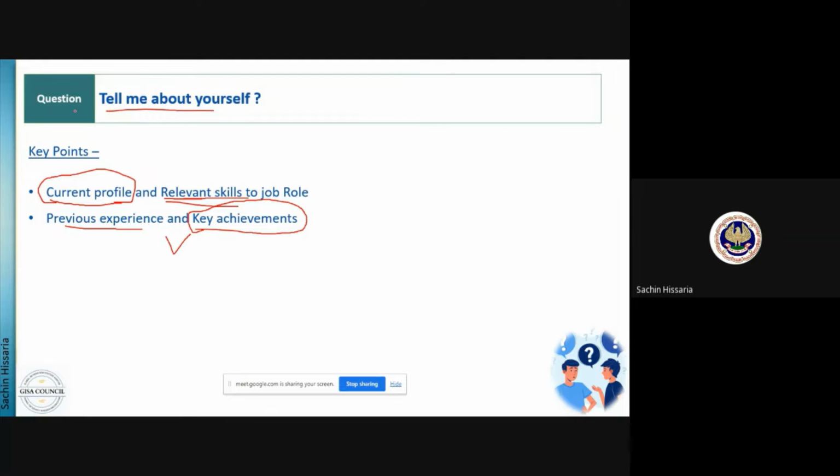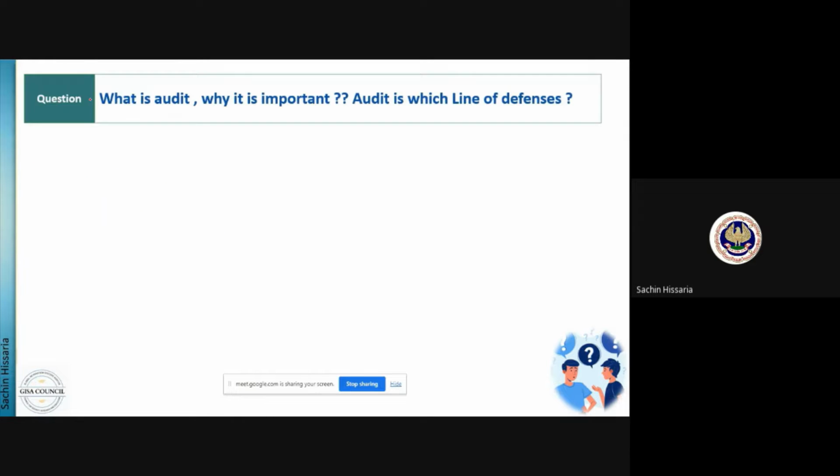Okay, so this is the first basic question that is asked in the interview, and this is how we need to answer that question. Okay, now we will move to the second question. Since we are applying for information system audit, the interviewer will also expect that you understand the audit. They may ask you what is audit.